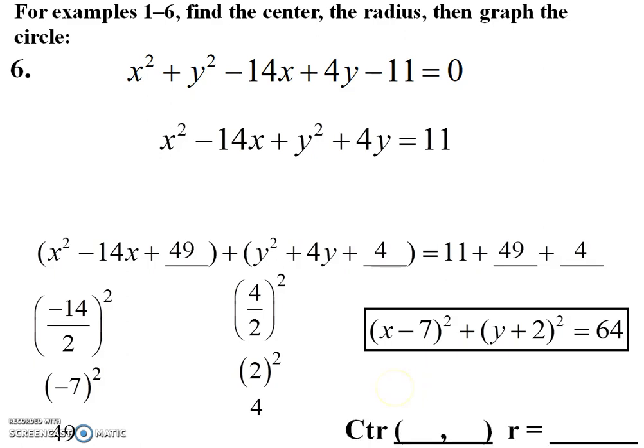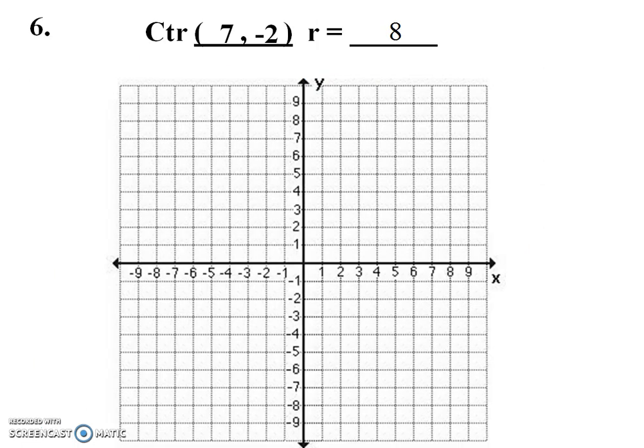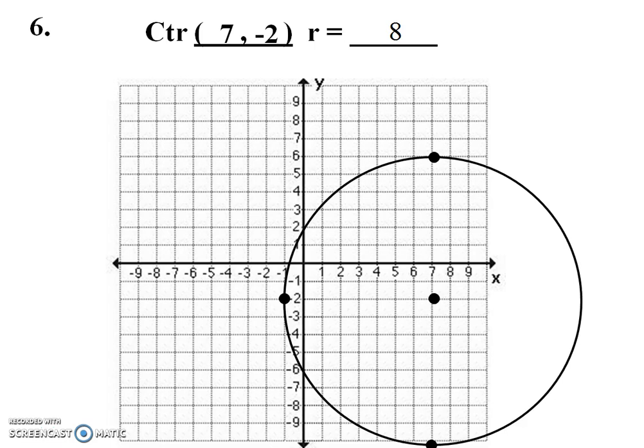What is the center of this circle? You should have 7, negative 2, and a radius. Positive square root of 64 is 8. So graphing that, 7, negative 2 is your center. Go up, down, left, and right. Obviously, this one's going to go off our graph. Don't worry about it. Just deal with it. Graph your circle.